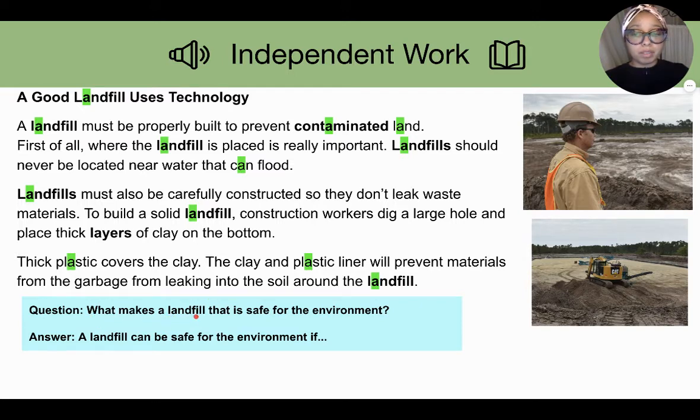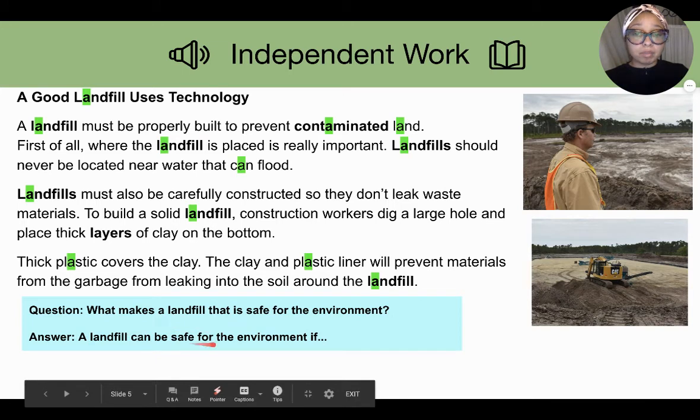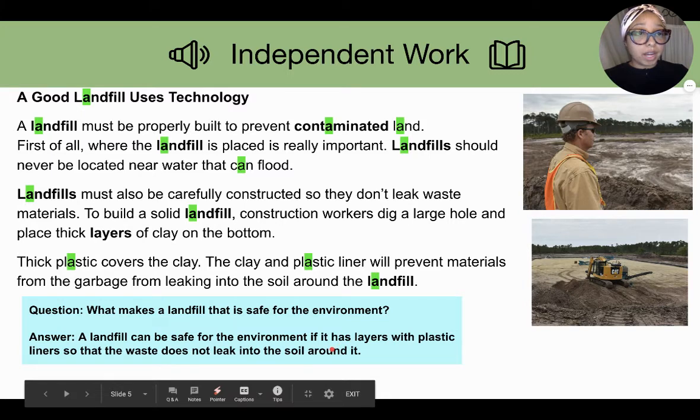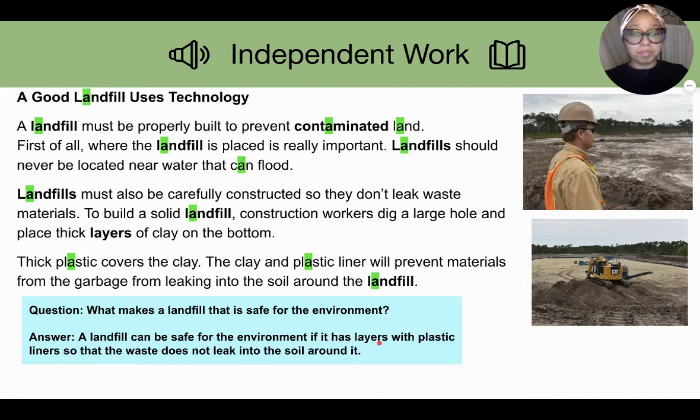What makes a landfill that is safe for the environment? You can pause the video now to quietly read this part of the text to yourself and then answer this question. When you are finished, you can press play to continue the video. What makes a landfill that is safe for the environment? A landfill can be safe for the environment if you can continue your answer this way. It has layers with plastic liners so that the waste does not leak into the soil around it.